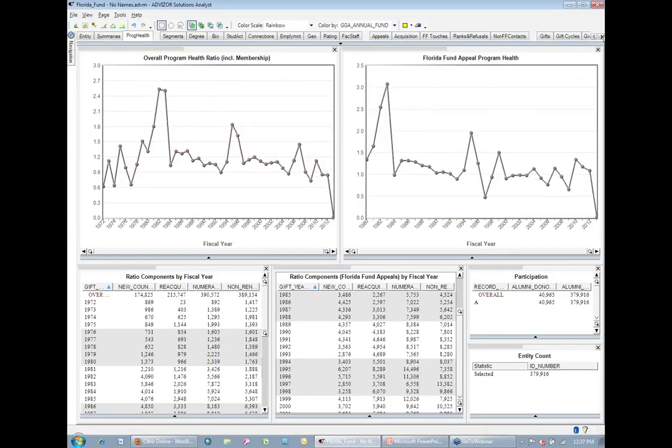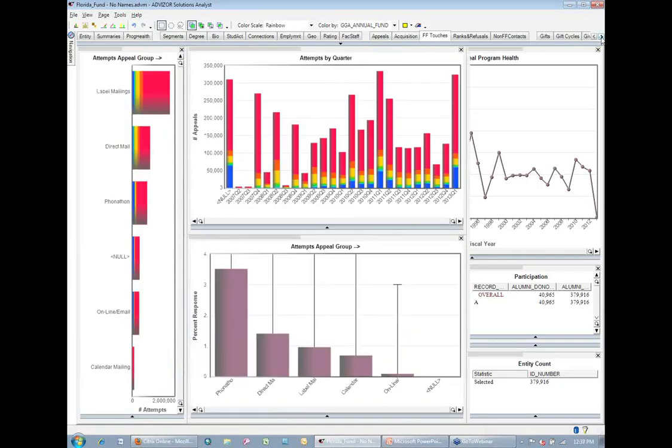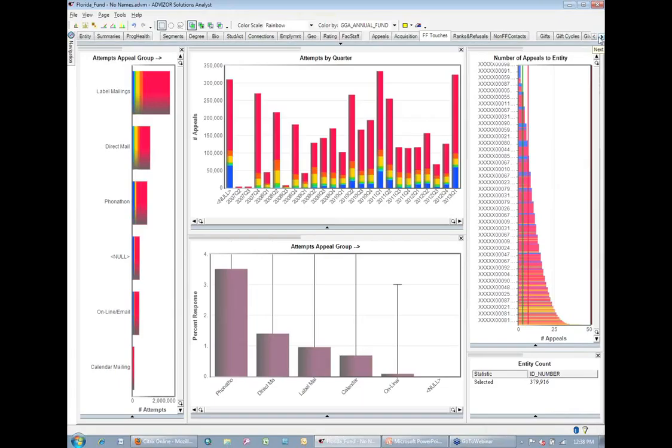All right. Now I could do some other quick kinds of analysis in Advisor. We have a couple of places here. We've only been keeping track of how many sends or touches, and by touches we're talking mainly label mailings, direct mail, phone, or emails. We've only been keeping track of who we actually sent those things to for a very short amount of time, since 2007.